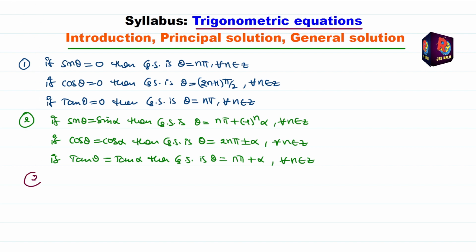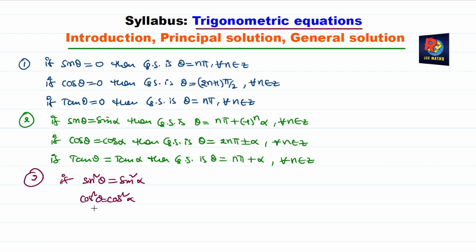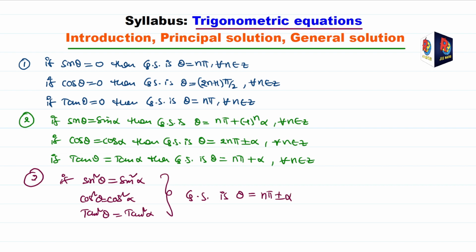Next, if sin square theta equals sin square alpha, cos square theta equals cos square alpha, or tan square theta equals tan square alpha, then for all these three, the general solution is theta equals n pi plus or minus alpha for all n belongs to Z. These three theorems I already discussed in the class. You can check your class notes. I am just recalling all those formulas.